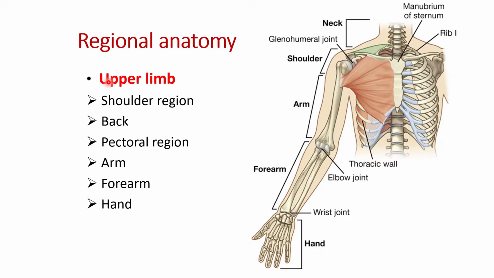And the first thing that we talk about is the upper limb. In the upper limb, you have various regions. You have the shoulder region, as you can see in this image. Then you have the back. The back is the posterior aspect of the body, of the thorax. Then you'll have the pectoral region. This is the pectoral region here. And then you'll have the arm. This is the arm, this is the forearm, and then this is the hand.